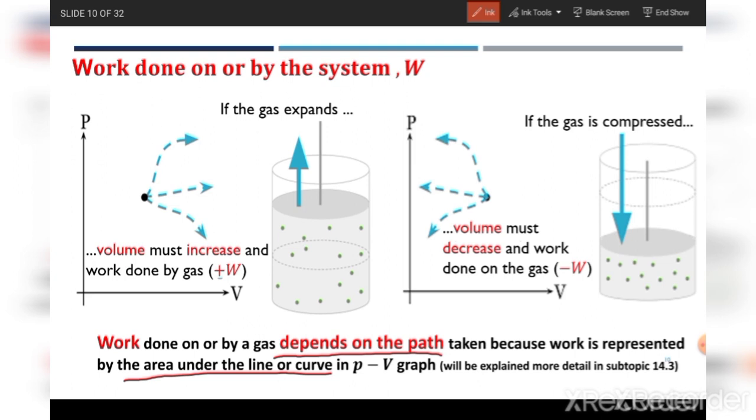Okay, so we know that work done will become positive if the volume is increased. That means if volume final is more than volume initial, work done will become positive, or work done by the gas. If the volume final is less than volume initial, work done becomes negative. So you must remember this for you to answer the question.